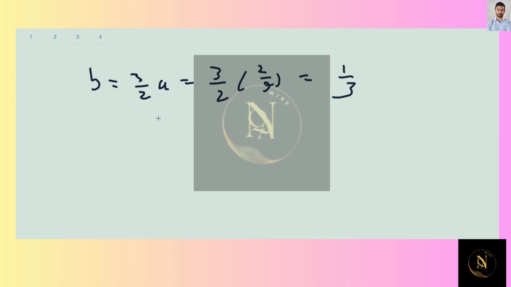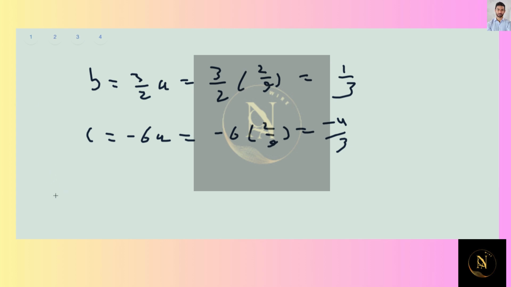So now we know b. Now that we know what b is and what a is, remember that c was equal to -6a, so -6 times 2/9, and that comes out to be -4/3. So now we have a, b, and c.